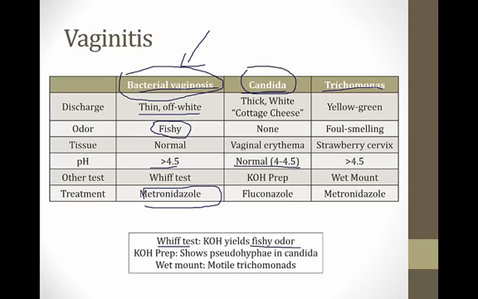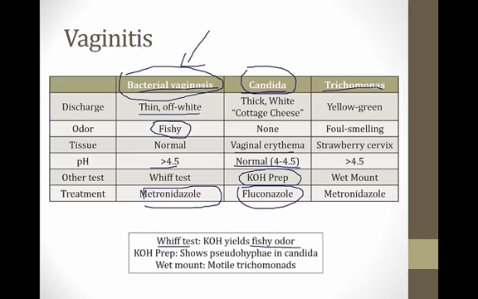Candida has a thick white cottage cheese discharge, and you know that Candida can cause thrush in the mouth, which makes a thick white plaque. So it's easy to remember that it can cause the same thing when it causes vaginitis. Sometimes when you examine the tissue in women with vaginitis, it's a little bit red or erythematous. The way you identify Candida is by doing a KOH prep and looking under the microscope for presence of pseudohyphae. And you can treat candidiasis with fluconazole, either topically or with an oral form.